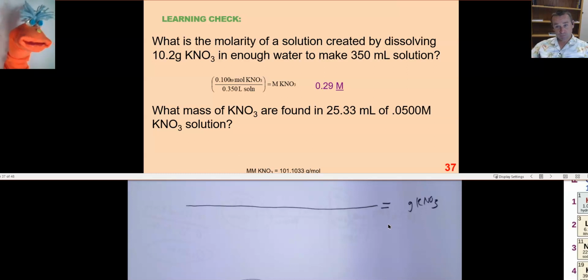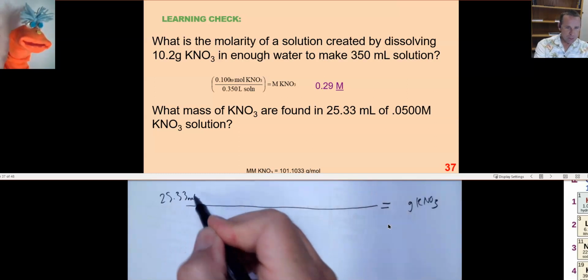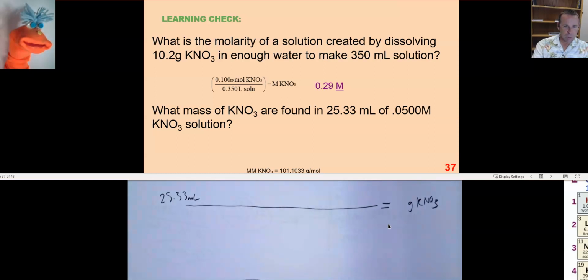You can start with either one, and that's not a problem. If you start with something that's wrong and you get halfway through and you can't figure it out, you just start over. Try something a little bit different. Which one would you like to start with? Well, the 25.33 is fine. So if I say 25.33 milliliters of the 0.05 molar solution, what can I go to from there?